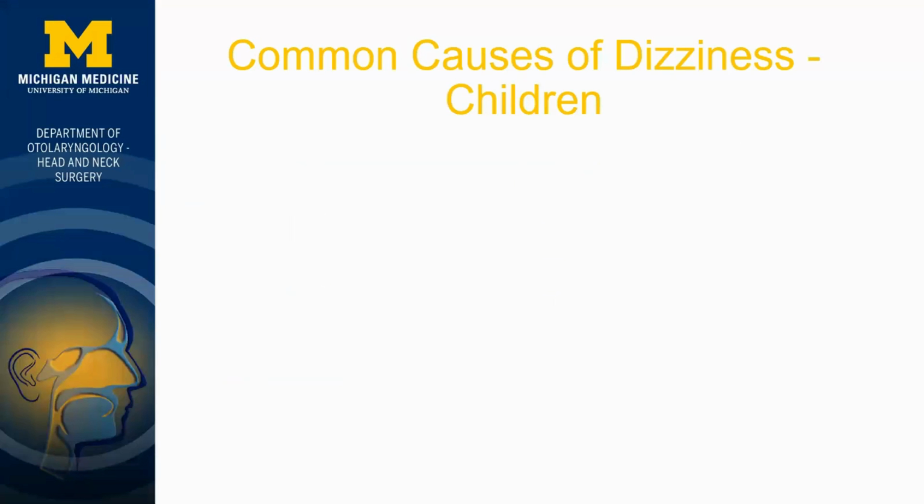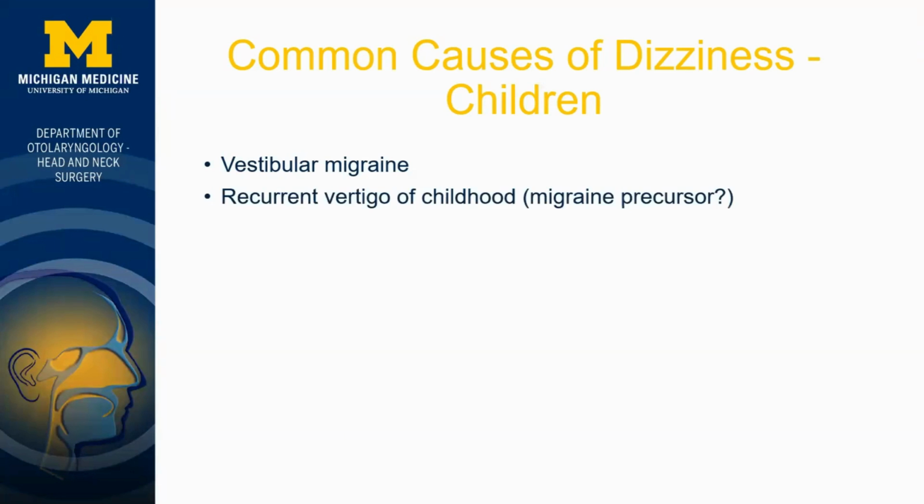When we think of common causes of dizziness in children, when we compare it to adults, the most common cause of dizziness in adults is going to be BPPV by far and away. Most common cause of dizziness in children is going to be vestibular migraine. Between 50 and 75% of dizzy children are going to be migraine-related dizziness. There's also recurrent vertigo of childhood, which most people consider a migraine precursor. So that falls into that 75% category.